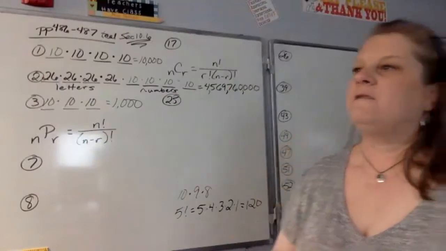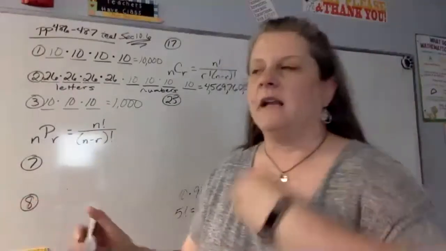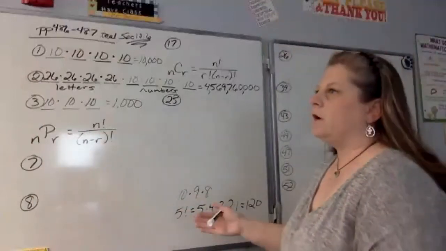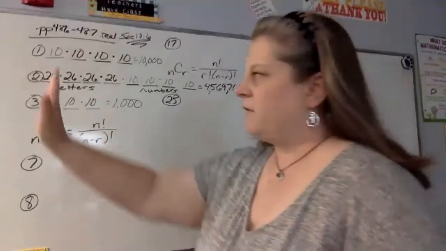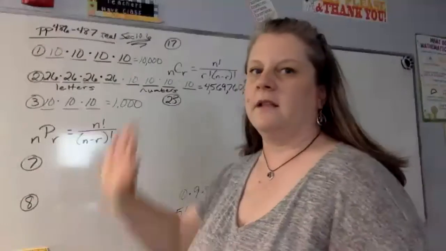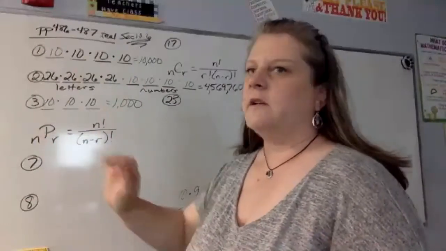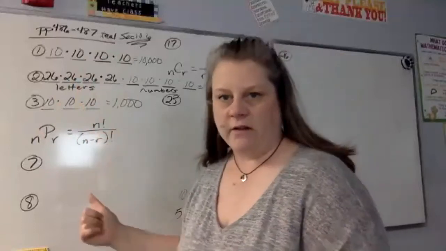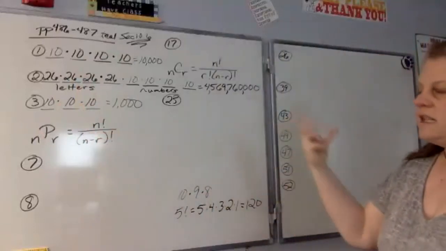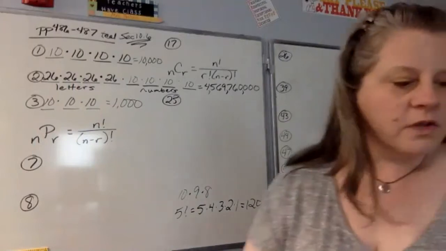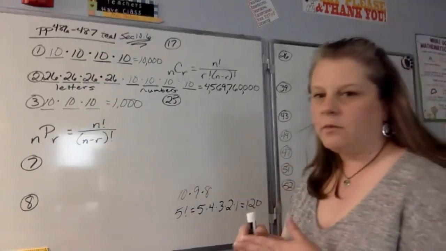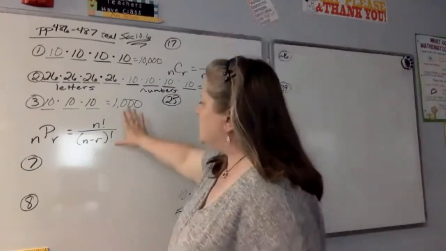Okay, that's the permutation when order matters. If you are lining people up in line, you have first place, second place, third place. If you're arranging books on the shelf, you have the first one that goes on the shelf, then the second one, then the third one. So the books that you have left for each place counts down every time. Permutation, it's counting down.